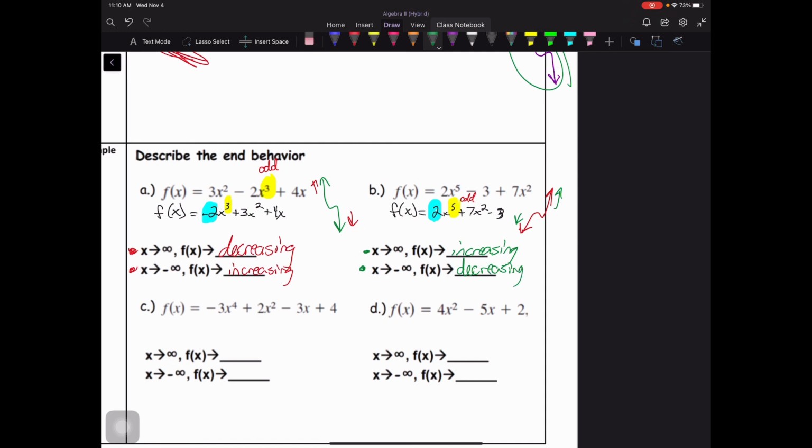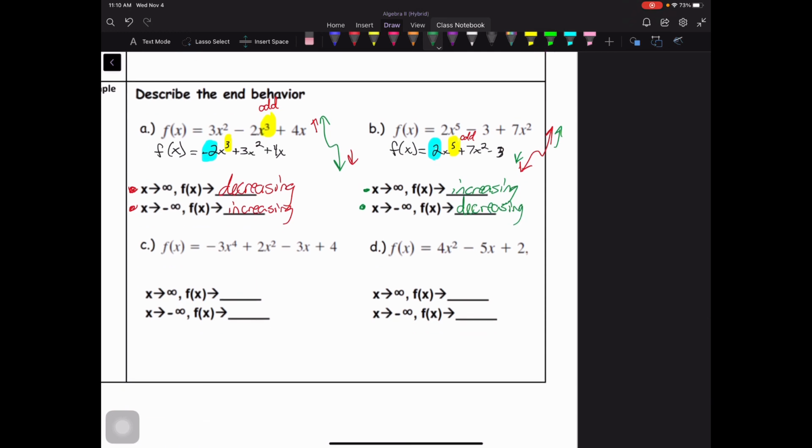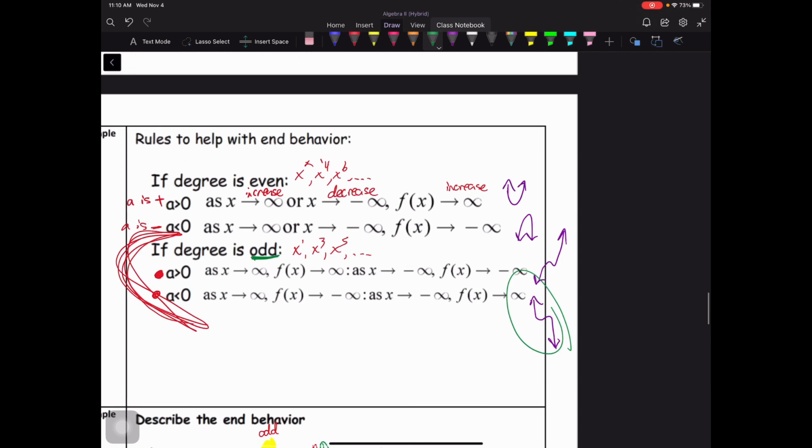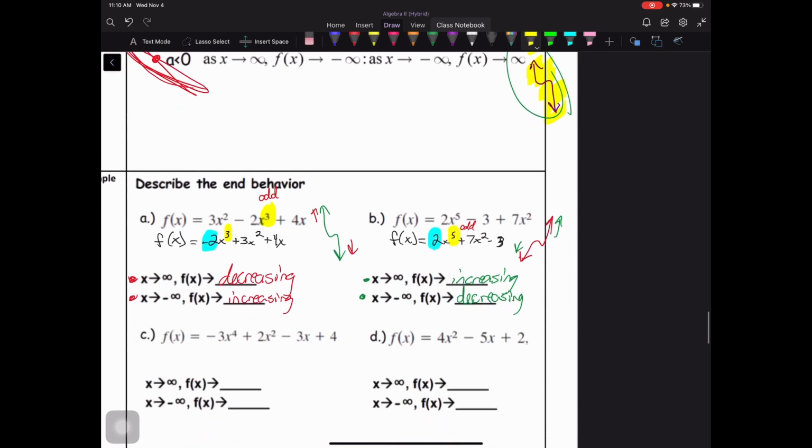So I'll leave the last two up to you to finish up. Write them in standard form if they're not already. Identify even or odd, and then try to figure out over here, is it going to be that sketch, that sketch, that sketch, or that one? Figure out which one, and then try to identify the end behavior from there.